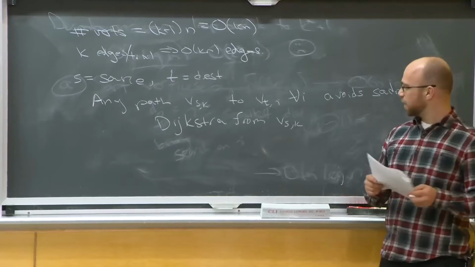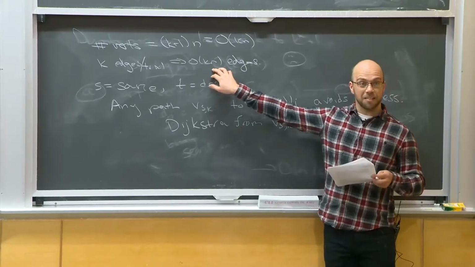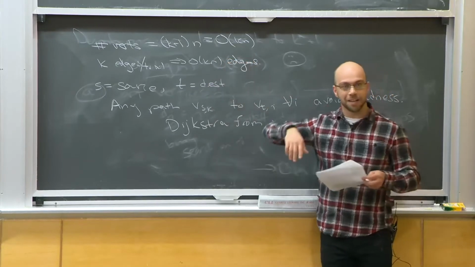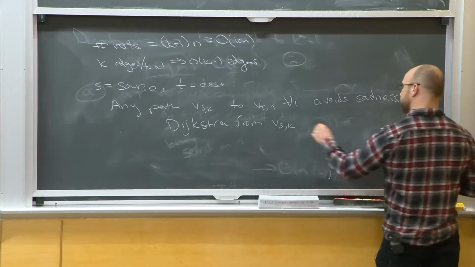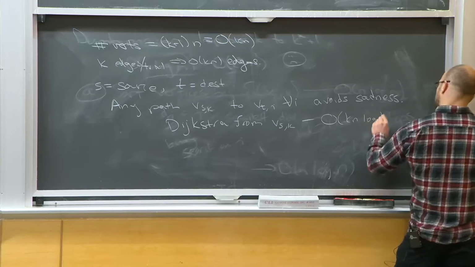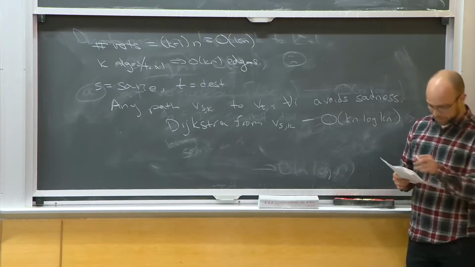And how much time does that take? Well, my graph takes kn space because it has kn vertices and order kn edges. So overall, this is going to take order kn log kn time, which is a good thing because that's exactly what the problem asks for.